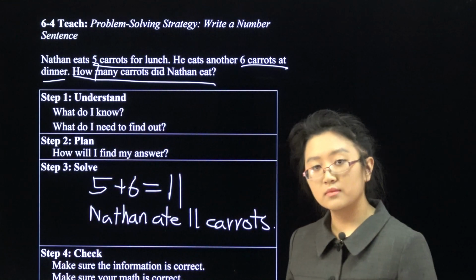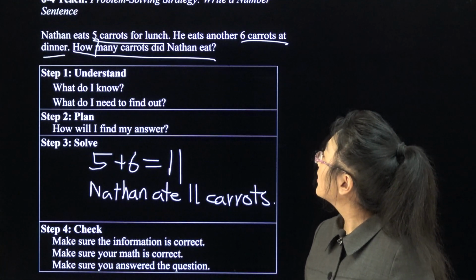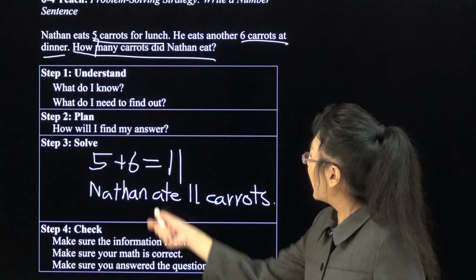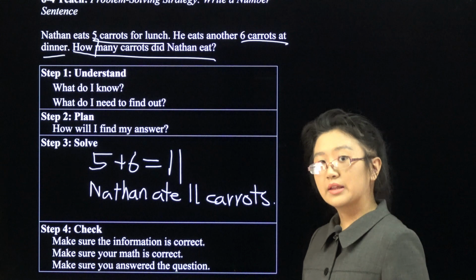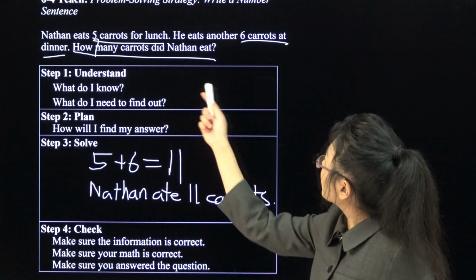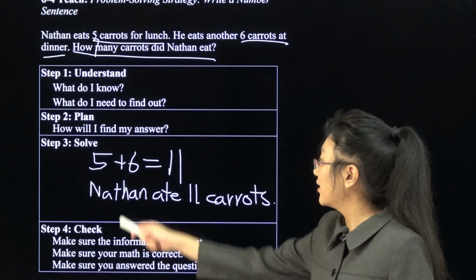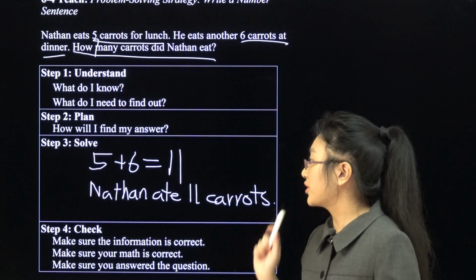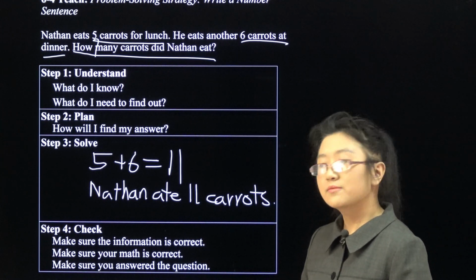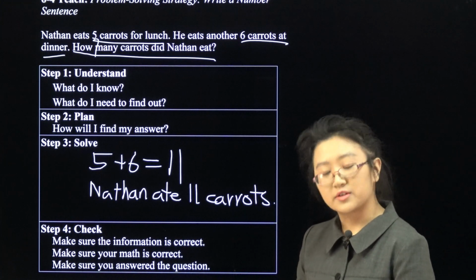Okay. Now we check our answer. Is our information correct? 5 carrots for lunch, 6 carrots at dinner, 5, 6, okay. That's good. Have we answered the question? How many carrots did Nathan eat? Nathan ate 11 carrots. Yes. Is our math correct? 5 plus 6 equals 11. That is true. It's all correct, all in order, so our answer is correct.